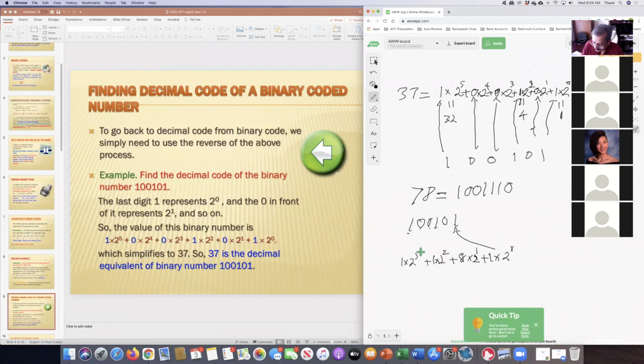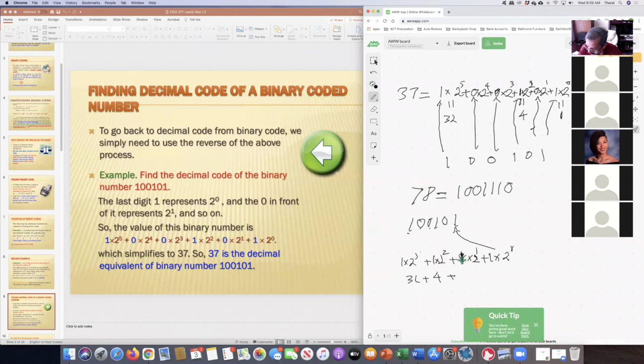So now we have to evaluate the whole expression. 2 to the 5 is 32. So write 32 plus 2 to the 2 is 4, plus that's 1 times 2 to the 1.